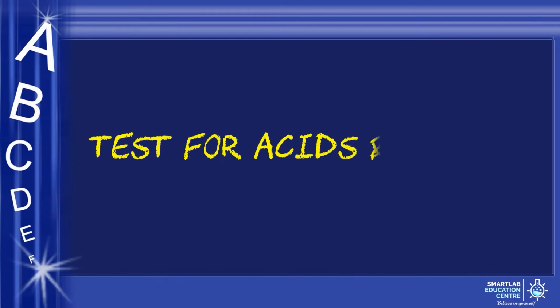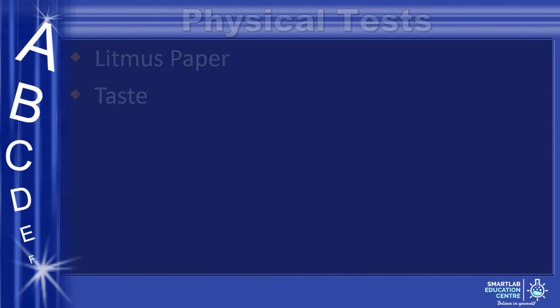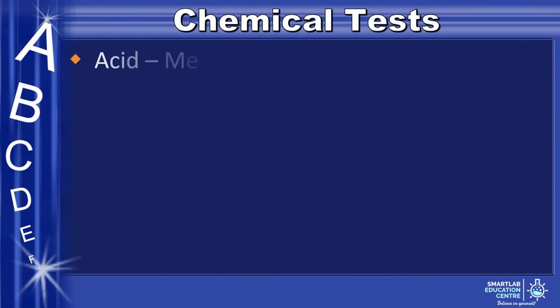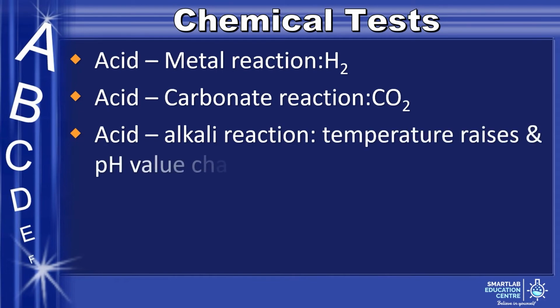Tests for acids and alkali. Some physical tests include litmus paper and the taste of it. The chemical tests for acid are a metal reaction which produces hydrogen as previously mentioned, or a carbonate reaction which produces carbon dioxide, while for acid and alkali reaction, there will be a temperature rise and the pH value will change. And lastly, to test for alkali, adding an ammonium salt would form ammonia.